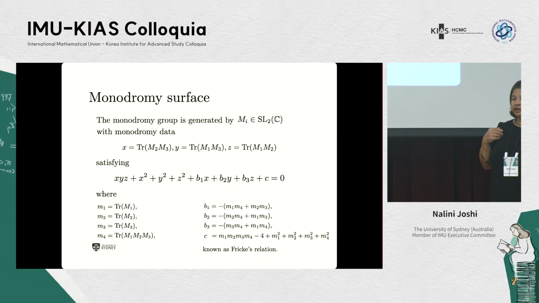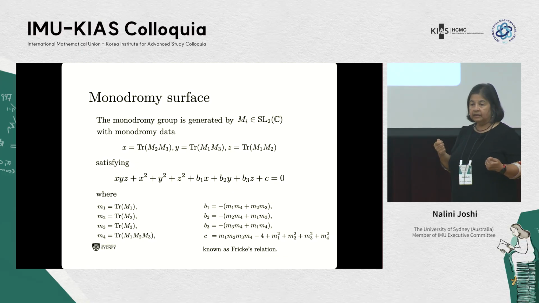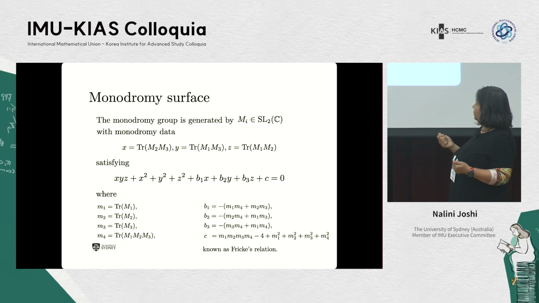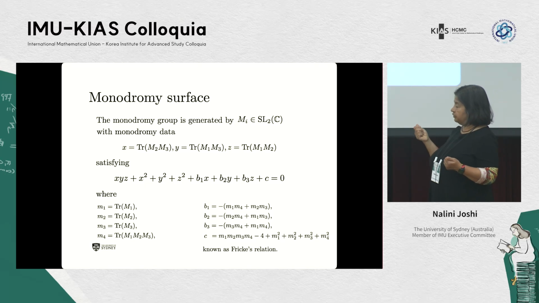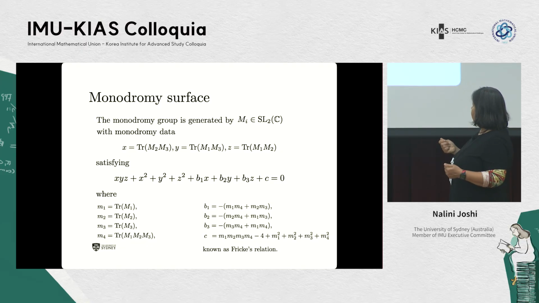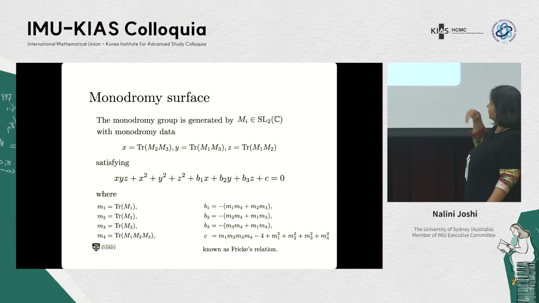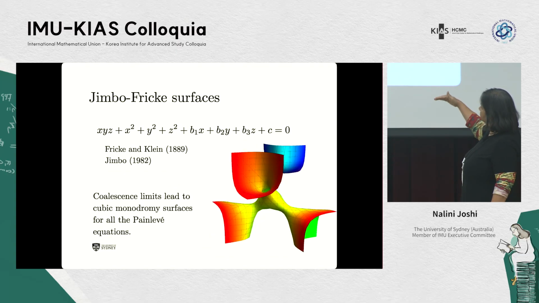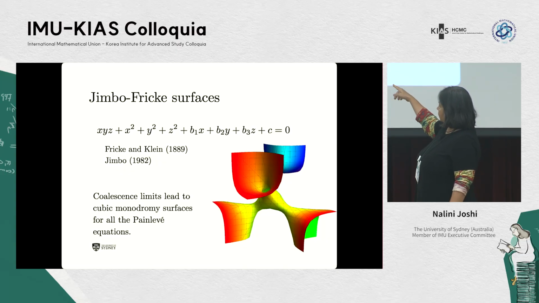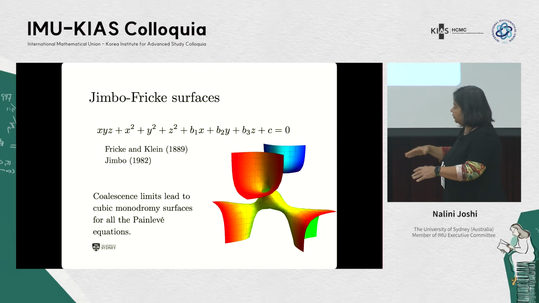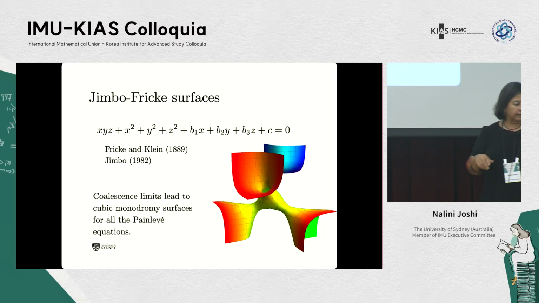And this beautiful equation pops up again in Jimbo's work, where he studied the monodromy problem associated with the sixth Painlevé equation. And this equation, which has 4 free parameters, which is the most general you can have in this class, if you take certain limits of various kinds, leads to other cubics, which correspond to monodromy surfaces for the other Painlevé equations. So there is another beautiful geometric theory underlying this connection.